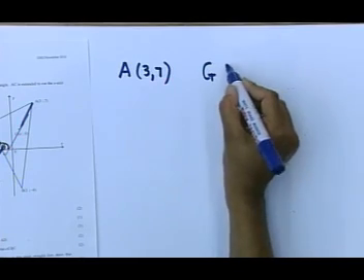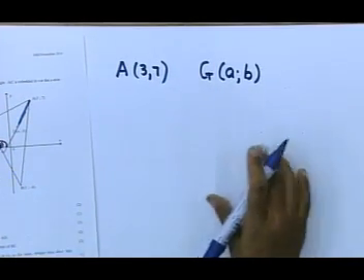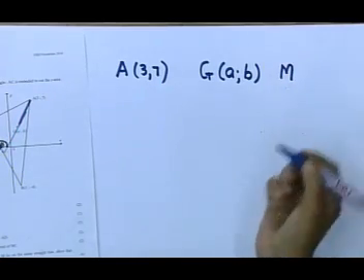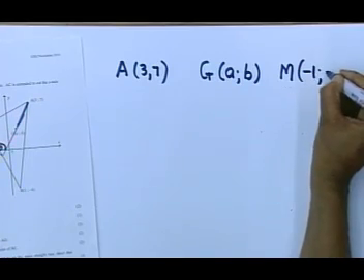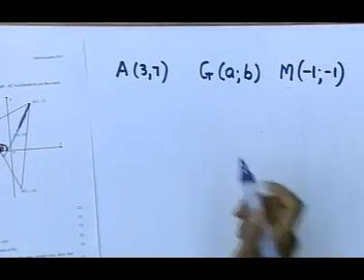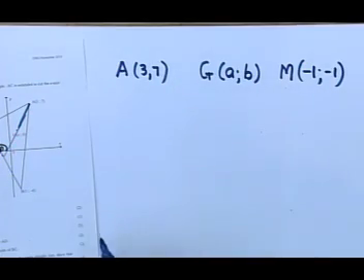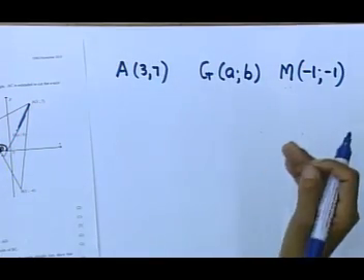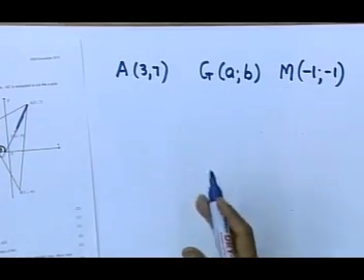G is A and B. And then I have M. Where did we get M from again? M was my midpoint, -1 and -1. They all lie on the same straight line. If points lie on the same straight line, their gradients are the same.